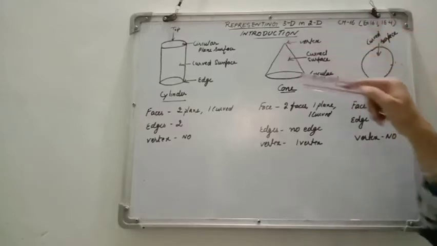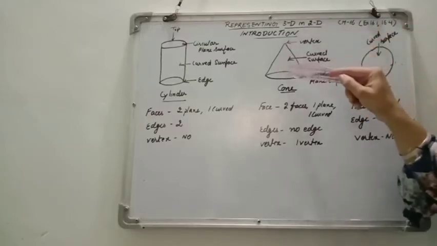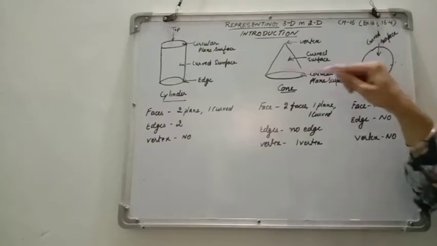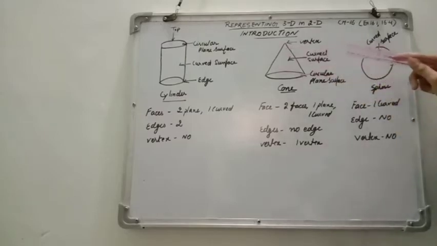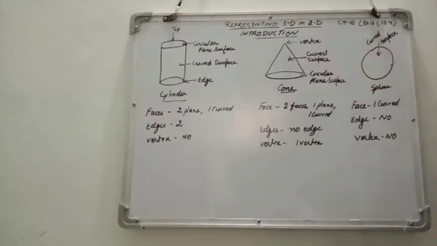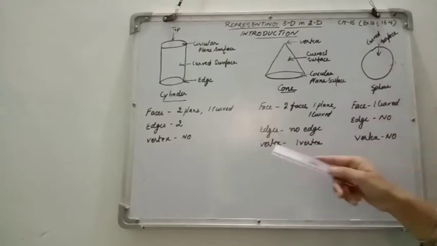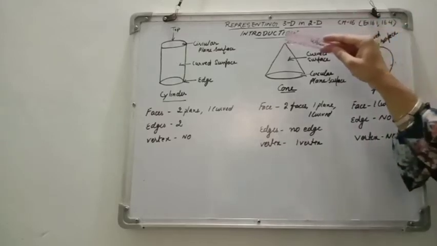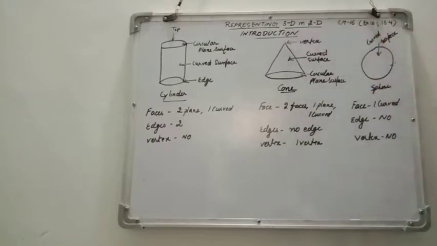Next figure is a cone. A cone is in this shape. This is the circular region and this one is curved. One is curved and one is plane. So a cone has 2 faces, 1 plane and 1 curved, and no edge and 1 vertex. This is called the vertex of the cone. So this is called a sphere. A sphere has no edge, no vertex, only 1 curved surface.